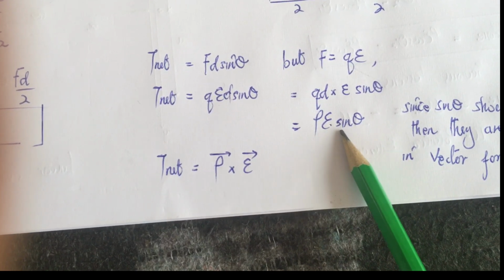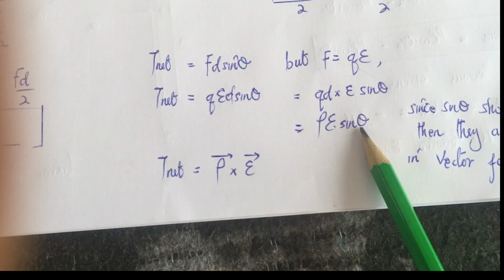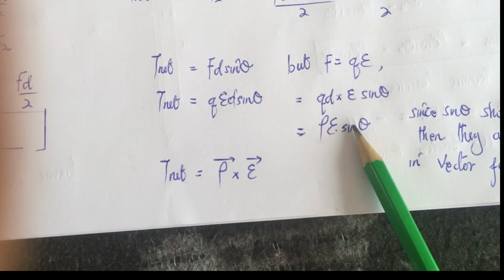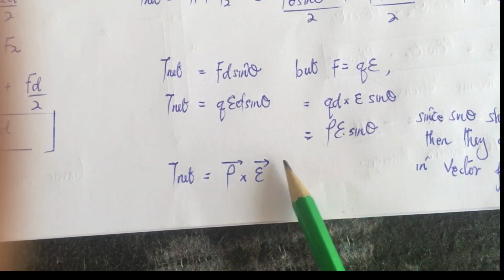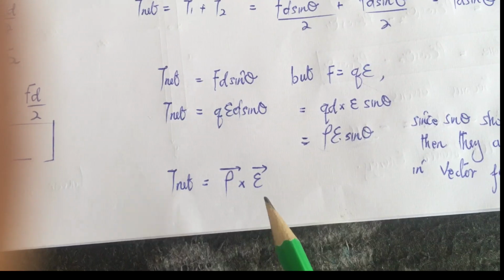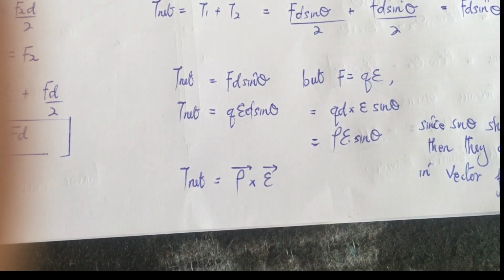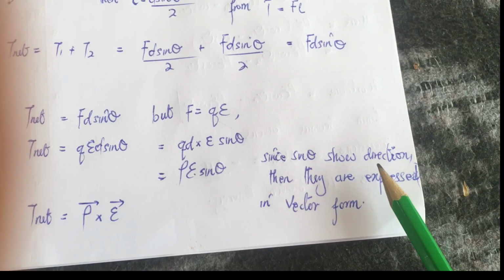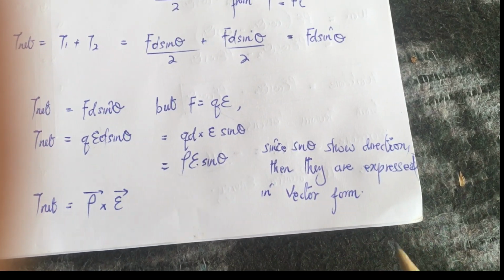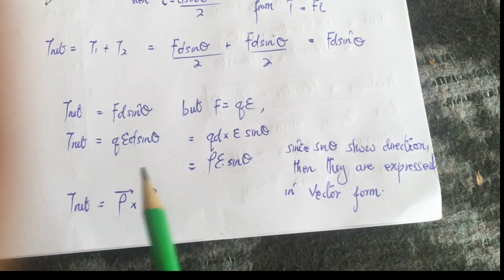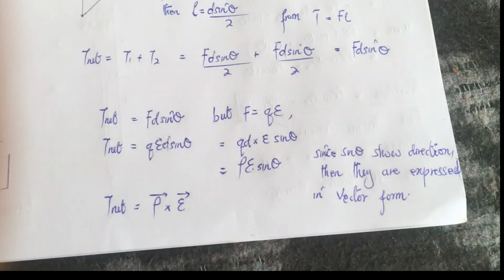This theta is showing the direction, so it makes everything here a vector. For that matter, for our T net, if we have our moment vector and our electric field vector, you can just multiply the two and get the torque. Since theta shows the direction, they are expressed in vector form. That's all the idea about it.